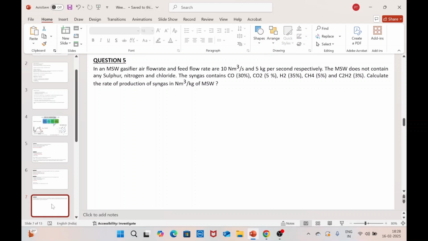It is stated that the municipal solid waste that we are going to take does not contain any sulfur, nitrogen or chloride. Once you do the gasification process, the syngas is going to be generated. This syngas contains CO, carbon monoxide 30 percentage, CO2 5 percentage, H2 35 percentage, CH4 methane 5 percentage, and C2H2 acetylene as 3 percentage. Calculate the rate of production of syngas in Newton meter cube per kg of the municipal solid waste. So we need to calculate the syngas production rate.